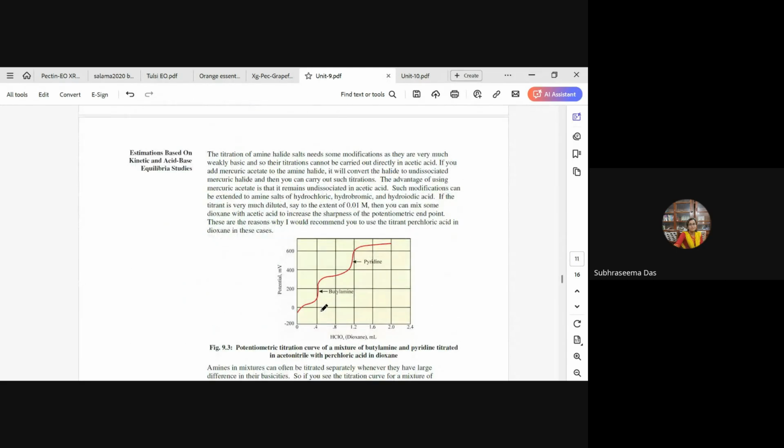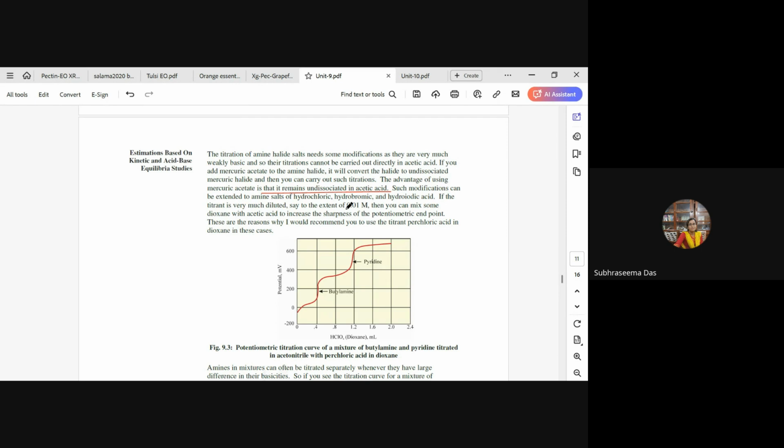The titration of amine halide salts needs some modification because they are very weakly basic in nature. So their titrations cannot be carried out directly in acetic acid. If you add mercury acetate to the amine halide, it will convert the halide to undissociated mercuric halide, and then we can carry out such titrations. The advantage of using mercury acetate is that it remains undissociated in acetic acid, so the estimation of the other ion becomes easier.